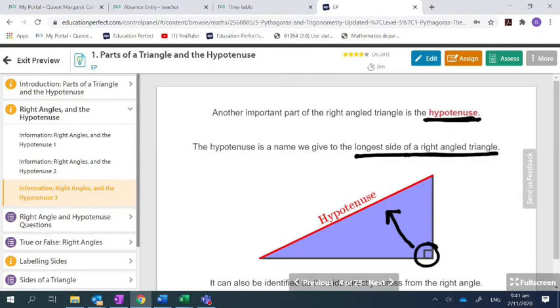So wherever that square is, the side that's opposite that square, the one that doesn't touch the square, has to be your hypotenuse. So it's just the longest one.